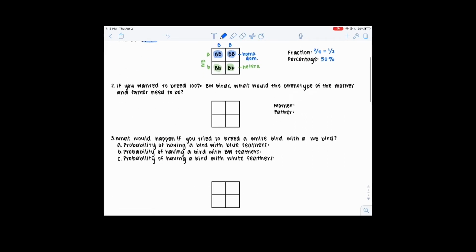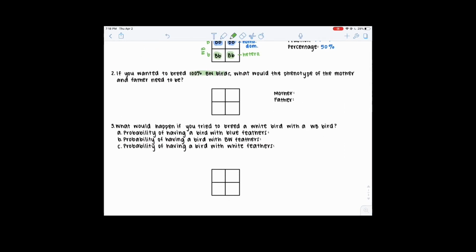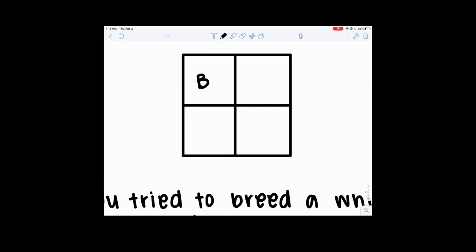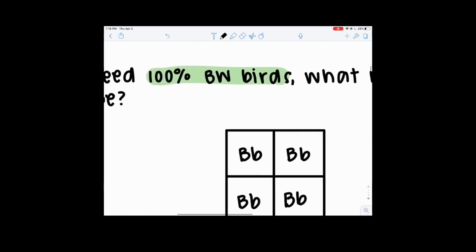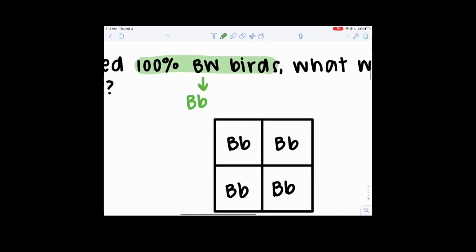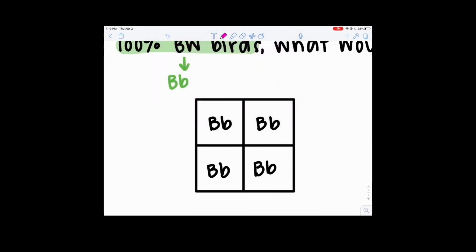Question number 2. If you wanted to breed 100% BW birds, what would the phenotype of the mother and father be? So we know it's asking for the phenotype, so it's going to be a color, which means it could be either white, blue, or BW. And we know that we are breeding 100% BW birds, so that means we are going to have all of our babies as heterozygous. So that means one parent is going to be passing down the capital B all of the time, and the other parent is going to be passing down the lowercase b all of the time. So the parents' genotypes would need to be capital B, and lowercase b, which means we would have a white mother and a blue father.